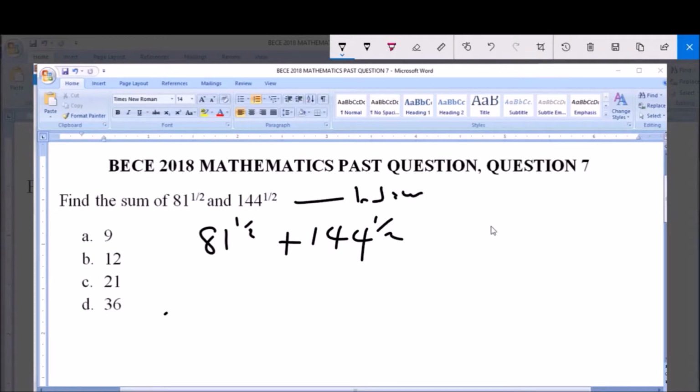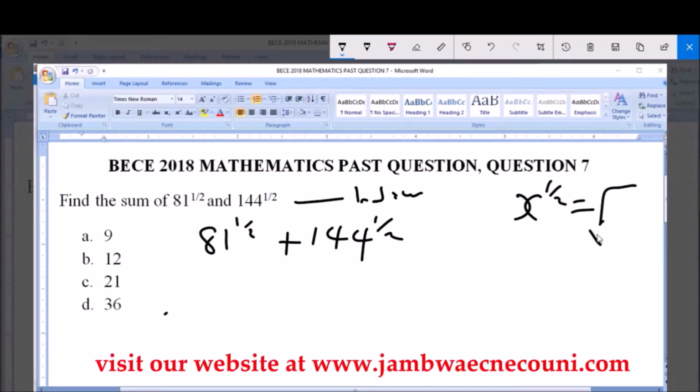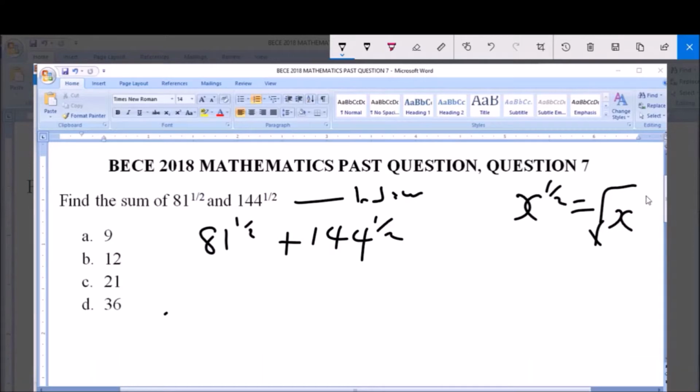Like we know, one of the laws of indices says that when you have x raised to the power of half, this is equal to what? The same as the square root of x. So when you have a number raised to the power of half, 1 over 2, it simply means the square root of that number.